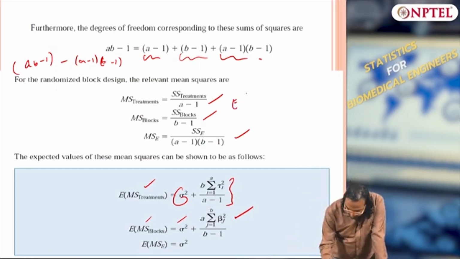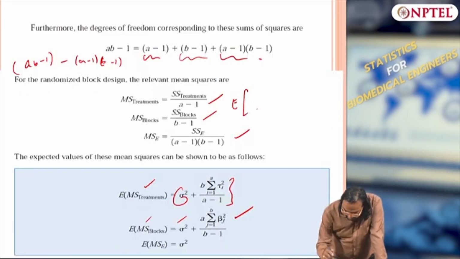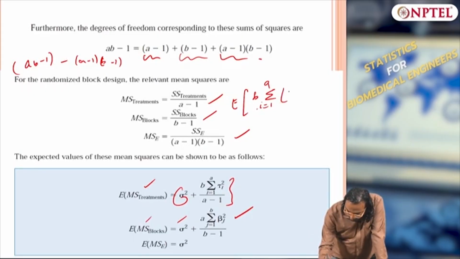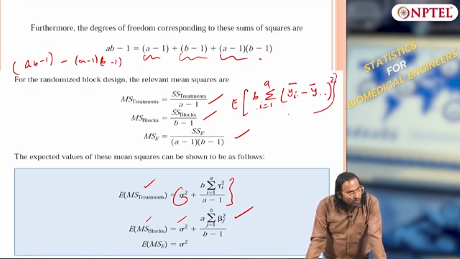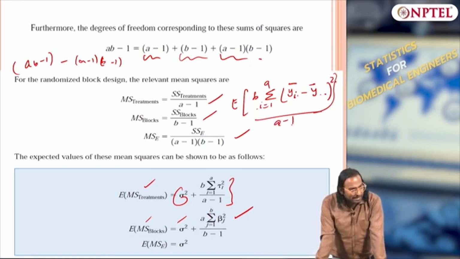So the expectation of mean square treatment is what I have. Mean square treatment is b times summation i equals 1 to a, y bar i dot minus y bar dot dot, the whole square. This is what you should be dividing by a minus 1. This is what you should be taking.